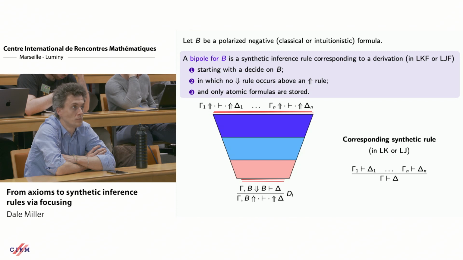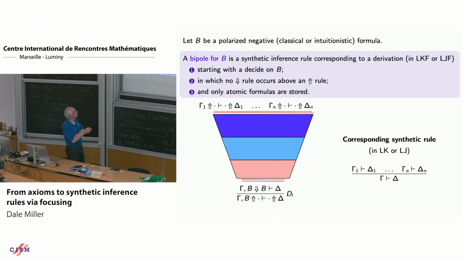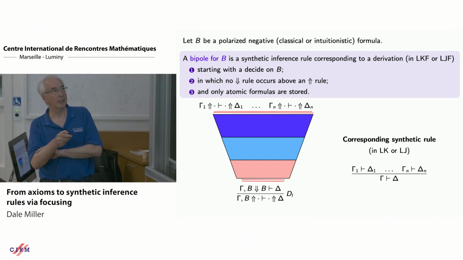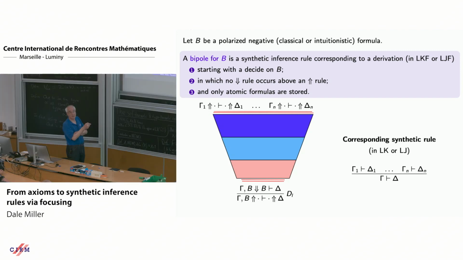And in that case, we start with a border sequent here and a distinguished formula B, and I decide on it. Then I make choices, I make invertible rules, I store whatever atoms are left, and I'm now back to possibly several border sequents. And that's the definition of a synthetic rule. Just drop the up and down arrows, and that's my synthetic rule. And that works for the classical and intuitionistic setting.